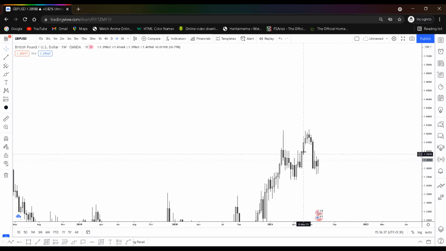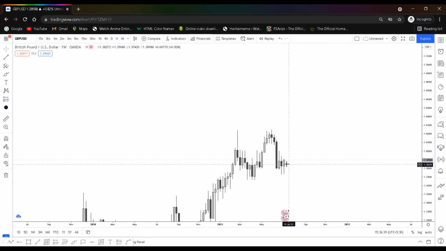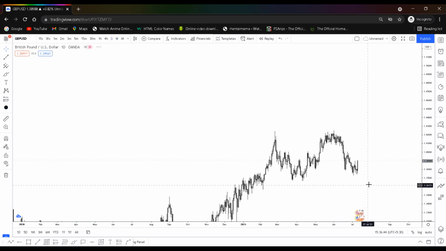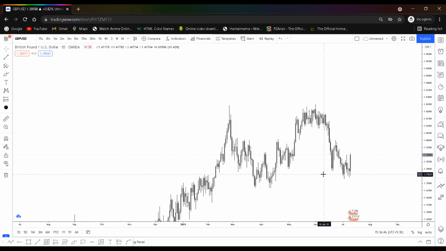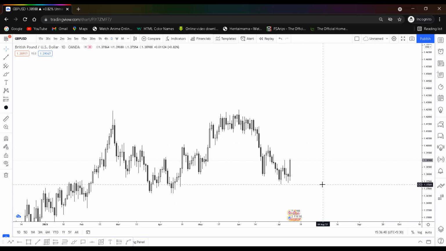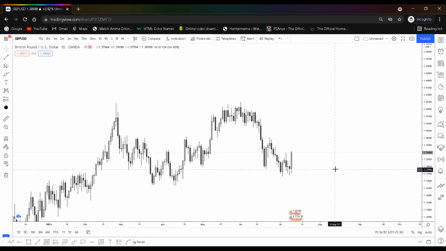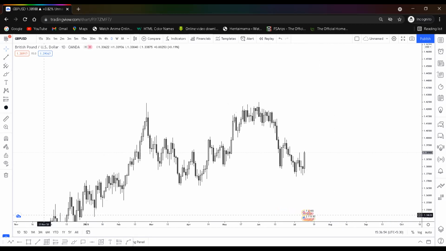Once I get the bias, I'll just play along. Then I'll drop down to the daily and find the reasons for the market to go up or down. So now on the daily, this was our structure. This right here. Price went higher highs.